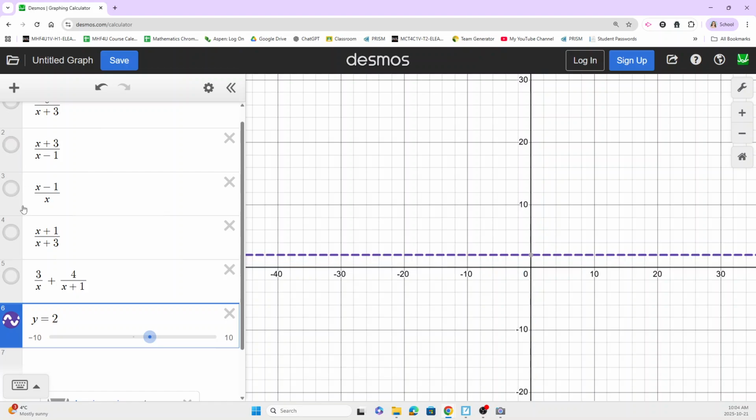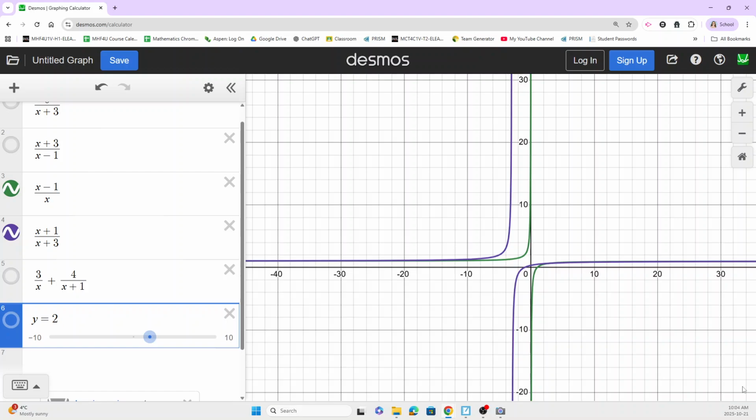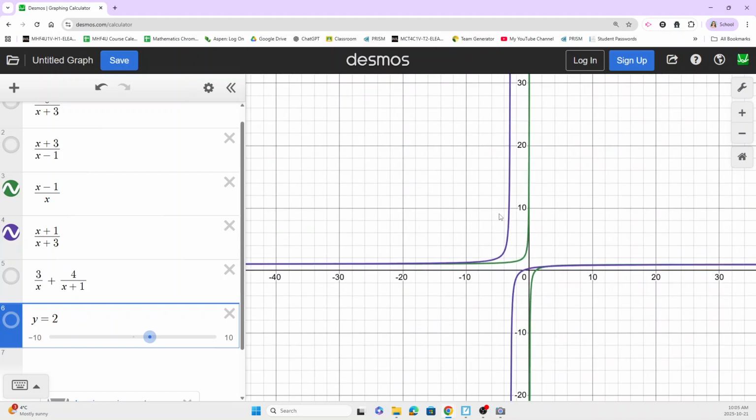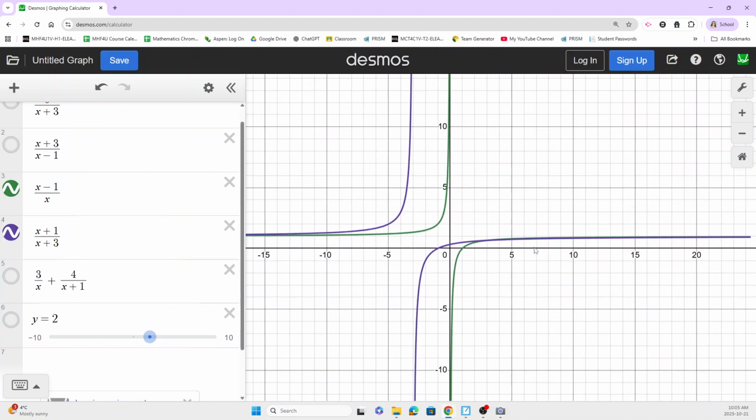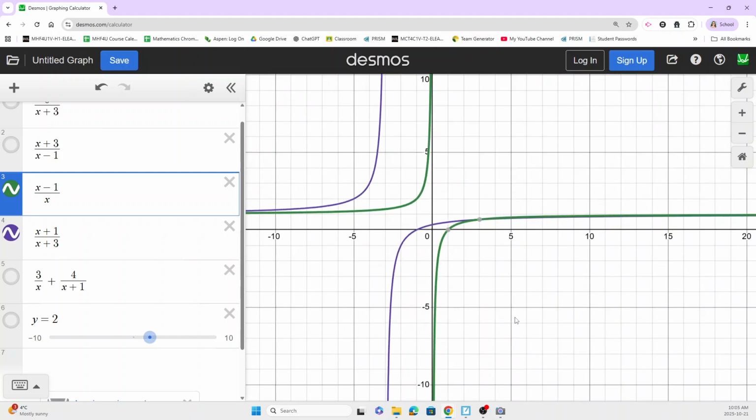We had x minus 1 over x and x plus 1 over x plus 3. And we're not interested in y equals 2 anymore. We're interested in where these two functions intercept. And if we zoom in, and also if you click anywhere, the point of interception will highlight. So there it is. They are intercepting at an x value of 3, and at that time they both have a function value of 0.66.